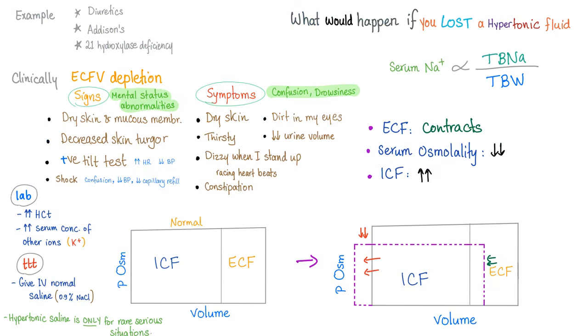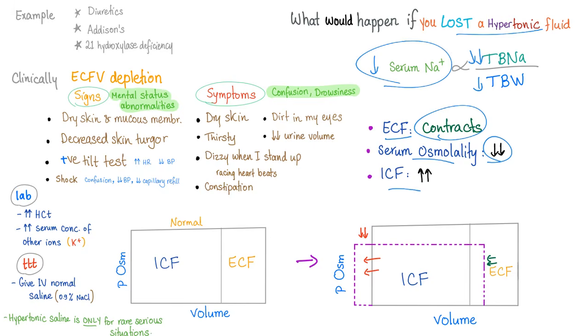Let's use the graphs. You lost a hypertonic fluid. Okay, so ECF is going to contract when you lose a fluid. Serum osmolality is going to decrease because of decreased serum sodium. ICF is going to increase when you use your brain to determine the direction of osmosis. So please decrease the serum osmolality for me. Decrease the y-axis from here to here. Please contract the ECF, okay, and expand the ICF, okay.